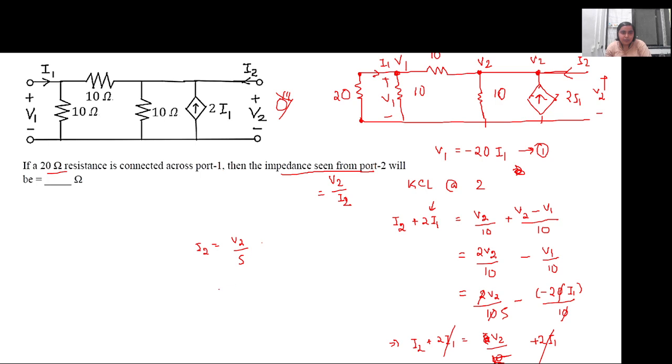We need the ratio between V2 and I2, so it will be equal to 5. So the impedance that is seen from port 2 will actually be 5 ohm. So clear on this one? Yes, ma'am, it is clear.